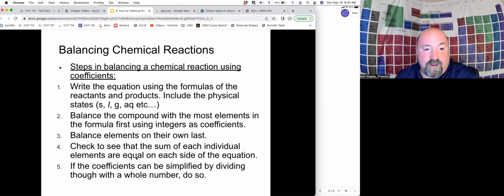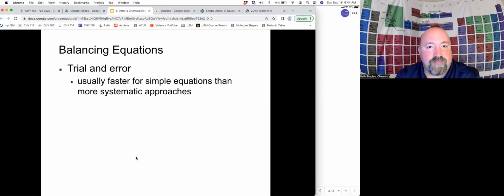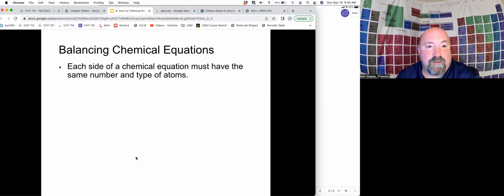Do I have the same number of elements of each type of element on both sides? If, as you're going through, you end up in a situation when you're done that you can simplify by dividing each of the coefficients by a whole number, then you can do that. You might run into situations like that here and there, depending on just your process as you're balancing. Trial and error is honestly pretty much the method that I use. When you see that you have to balance an equation, you just sort of find something that needs to be balanced. Do that. That might then affect something else in the equation. Fix that. And then you might find yourself going back and forth a little bit until you get it.